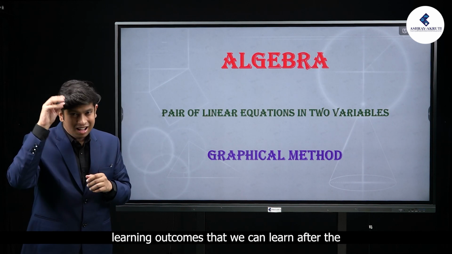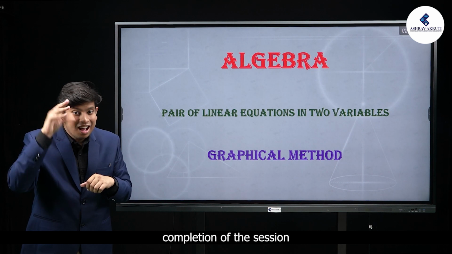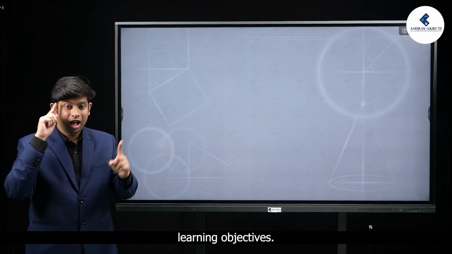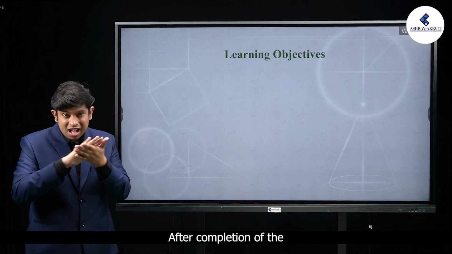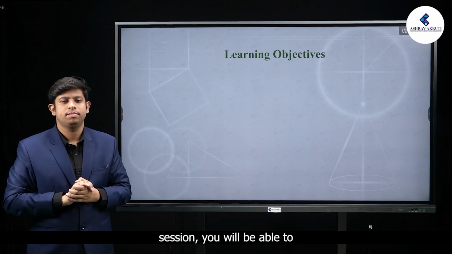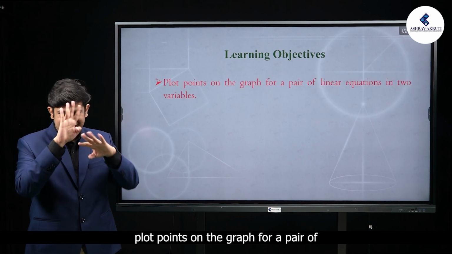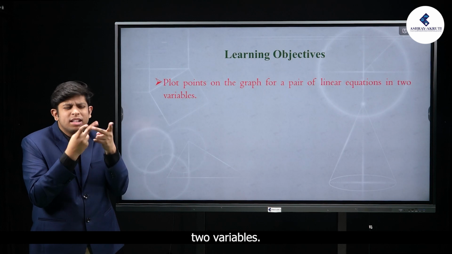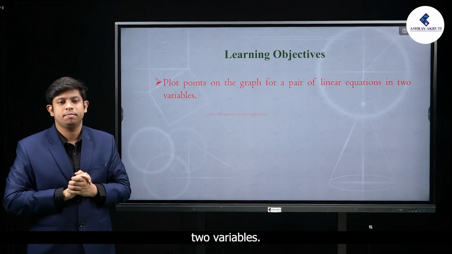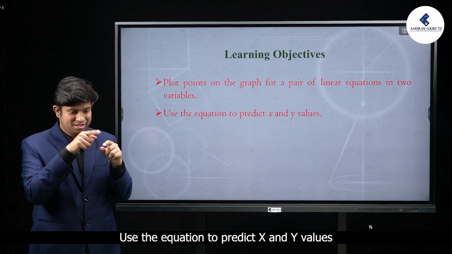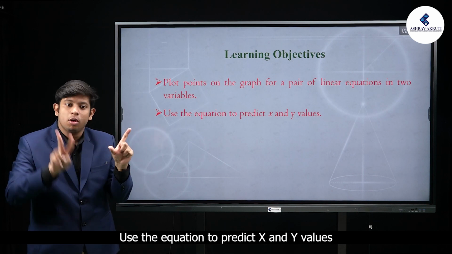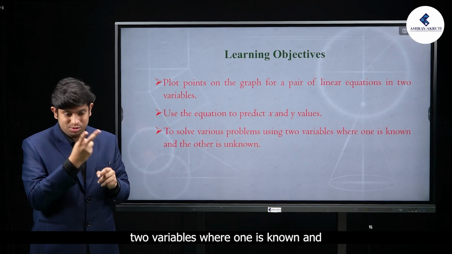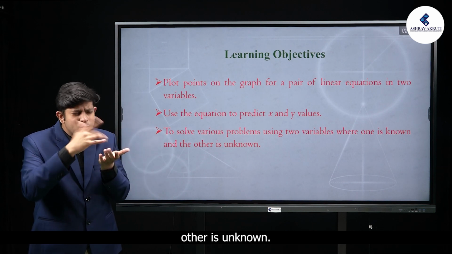Let us see the learning outcomes that we can learn after the completion of this session. Learning objectives. After completion of this session, you will be able to plot points on the graph for a pair of linear equations in two variables, use the equation to predict x and y values, to solve various problems using two variables where one is known and other is unknown.